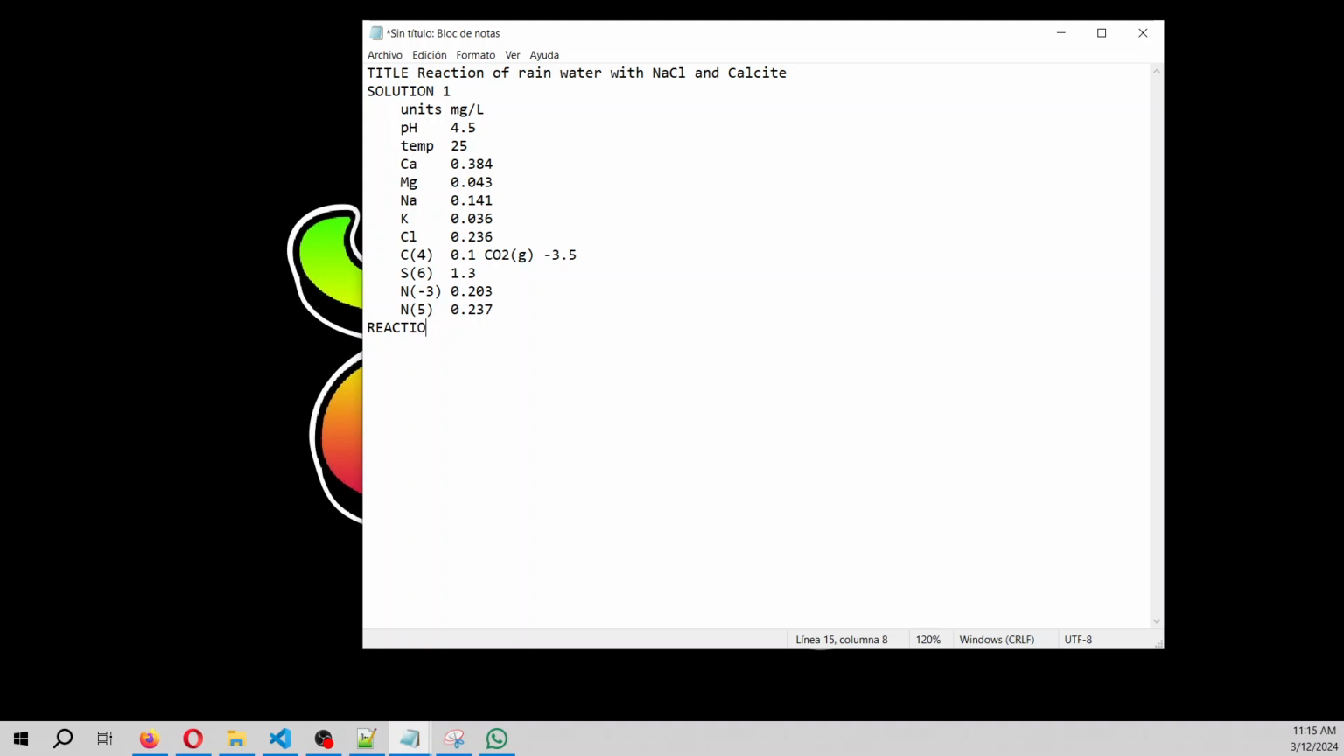Reaction 1. Now we insert the sodium chloride, and this is 2. This is not a concentration. And calcite is 0.01. This is a factor, and the solutions are these ones.